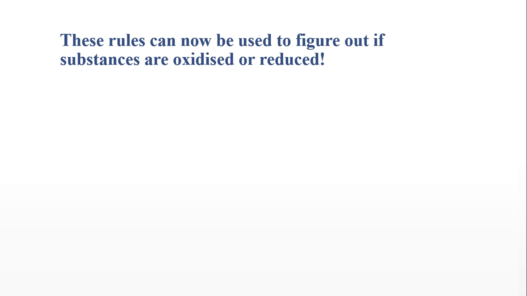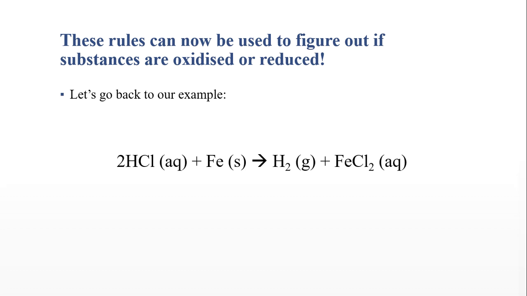So these rules can now be used to figure out if a substance is oxidized or reduced. So I'm going to go through a couple of examples, because that's pretty much how you have to learn this. You can memorize the rules, but how to apply them, well, you need to see a few examples. So that's what I'm going to do. Let's go back to the example we had before, where we had hydrogen gas being formed after hydrochloric acid and iron were mixed.